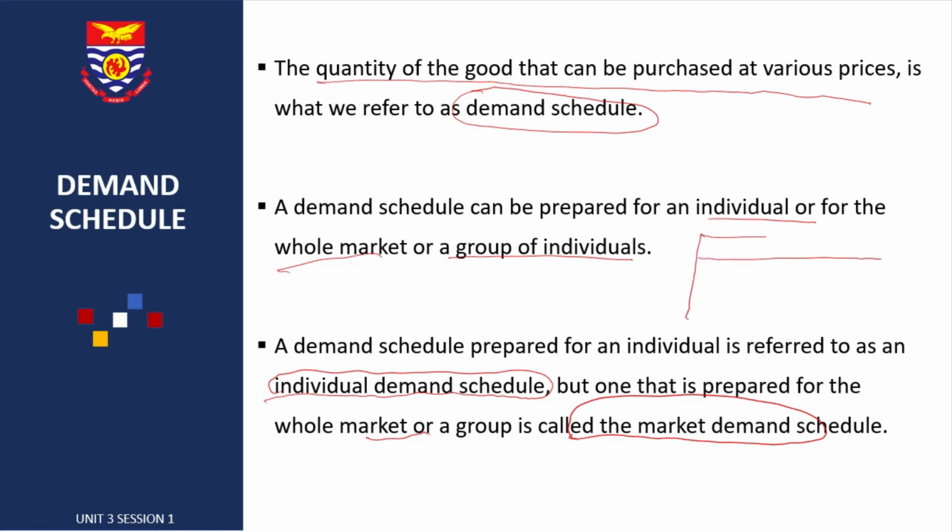Let me create a small table here. Then this will be the price. This will be the chocolate. Alright, so I can say 1, 2, 3, 4, 5 cedis.